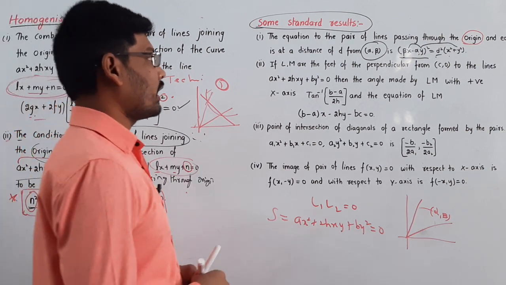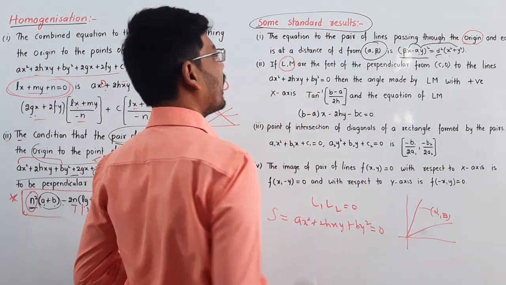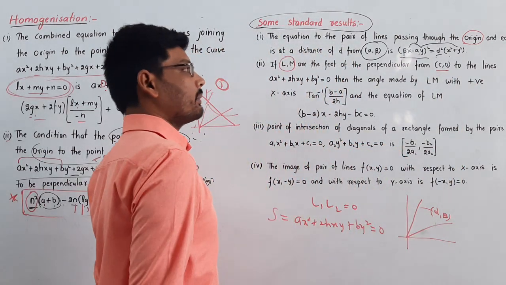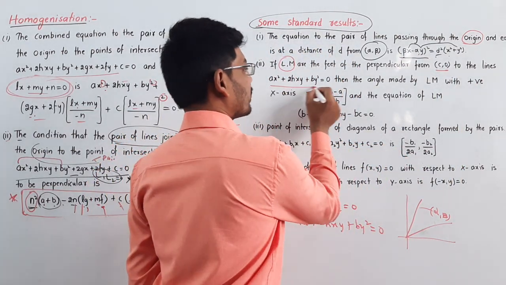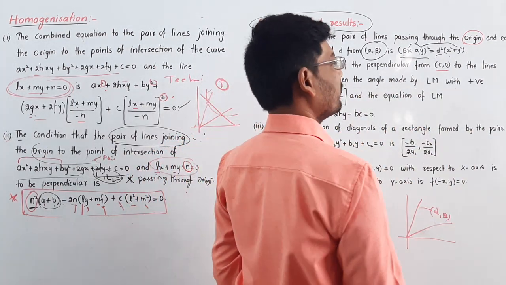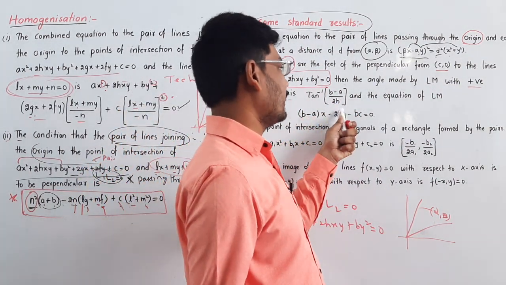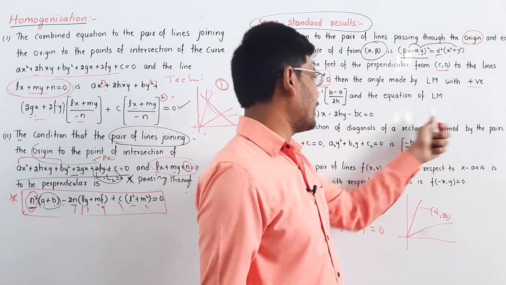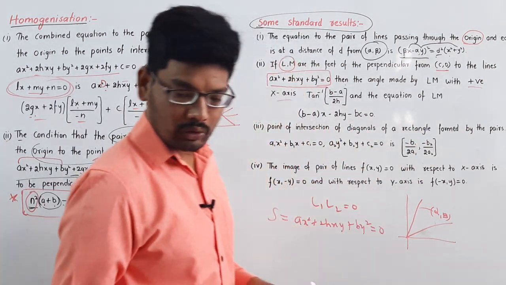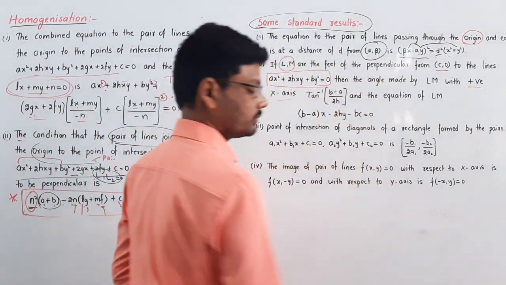And the next point: if L and M are the feet of the perpendiculars from the point C comma 0 to the lines ax square plus 2hxy plus by square, then the angle made by LM with the positive x axis is tan inverse of (b minus a) by 2h, and the equation of LM is (b minus a) into x minus 2hy minus bc. Let us see the diagrammatical representation for this.